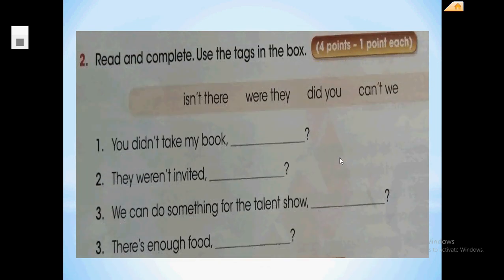Exercise number two. Read and complete. Use the tags in the box. This is the box. Here are four tags for four sentences. One, two, three, and this one is not three. It's mistaken. It's four. Okay, guys, but never mind. We have four sentences and four tags. You have 2 minutes to read the sentences and the tags and try to match or choose the correct tag.